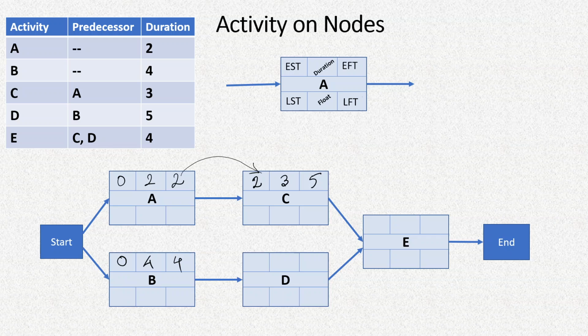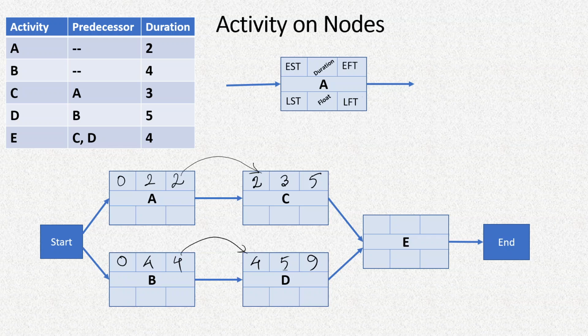After that, activity D can start only when B is completed. So the earliest start time of D will be the earliest finish time of the previous activity, that is 4 days. Its own duration is 5 days, and 4 plus 5, that is 9, will be its earliest finish time.